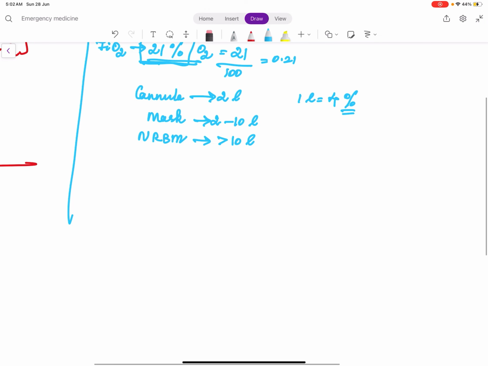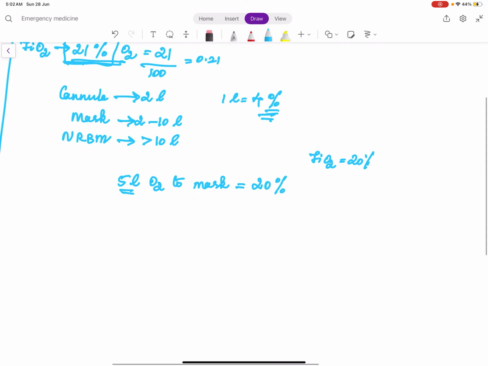Assume that you are giving 5 liters of oxygen to a patient. It has to be given through a mask. So how much is the increase? I told you 1 liter increases oxygen concentration by 4%. So 5 liters of oxygen will increase the oxygen concentration by 20%. So FiO2 is 21, or we take it as 20, and this 5 liter extra oxygen will add 20%, which is 40%.